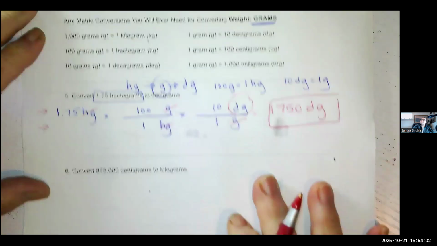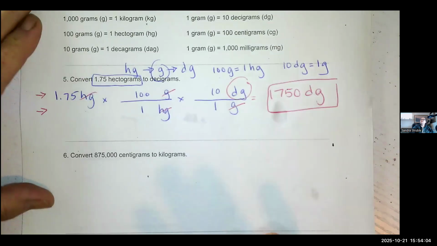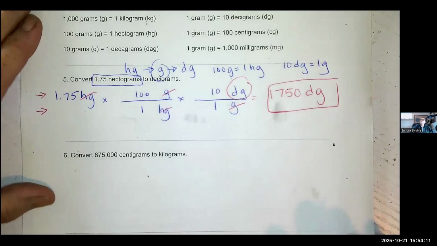Now, as you're going through this, I hope you're pausing the video for each problem. At this point, I hope you've got it. You should be able to do the rest of this packet because it's all exactly the same way. No more than 2 conversions. Okay. Pause the video, attempt this next one, and then come back to see how you did.